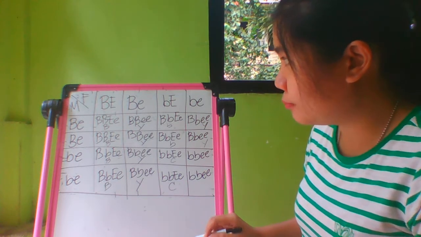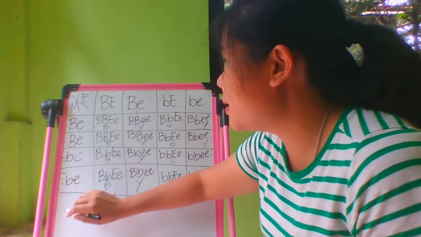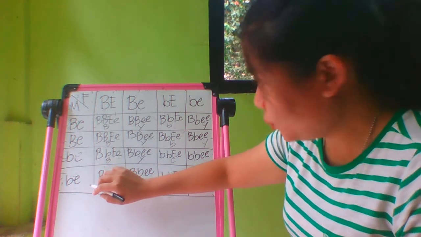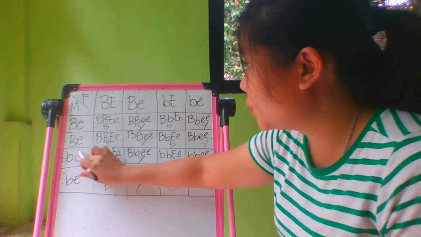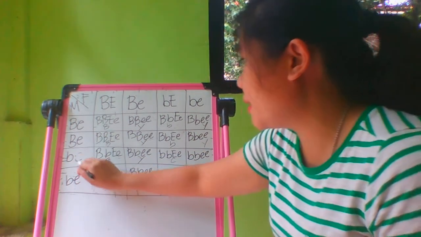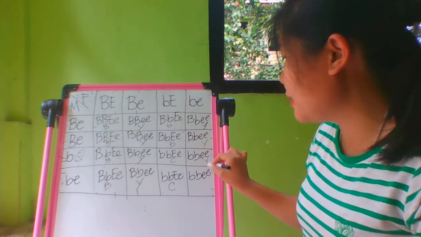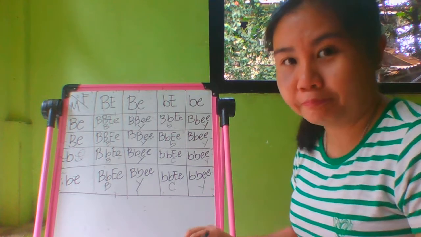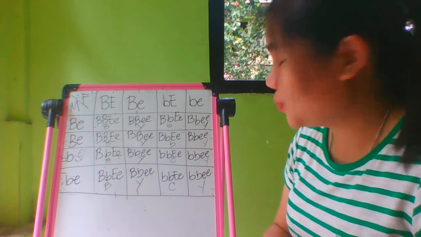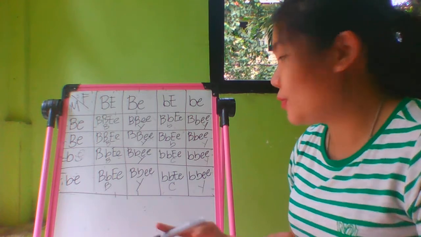Oh no, wait. Sorry. This one is supposed to be... I have a mistake. Okay. Anyway, we'll just settle for this one. And this is also a yellow and yellow. So this is how we're going to solve the Labrador Retriever problem.